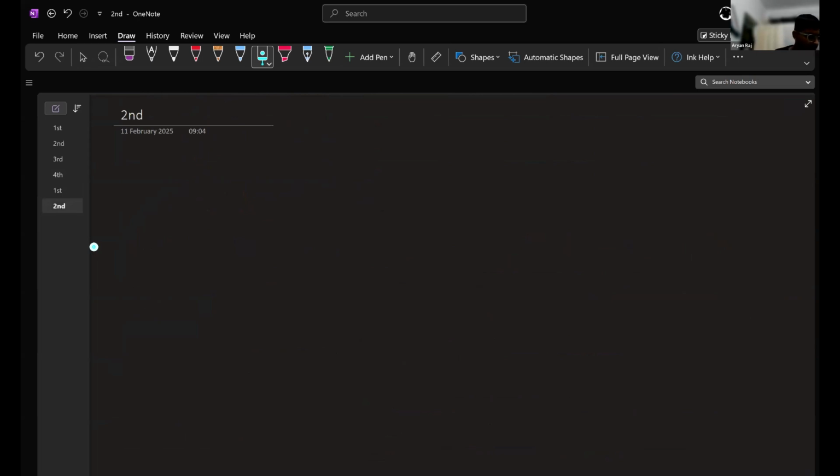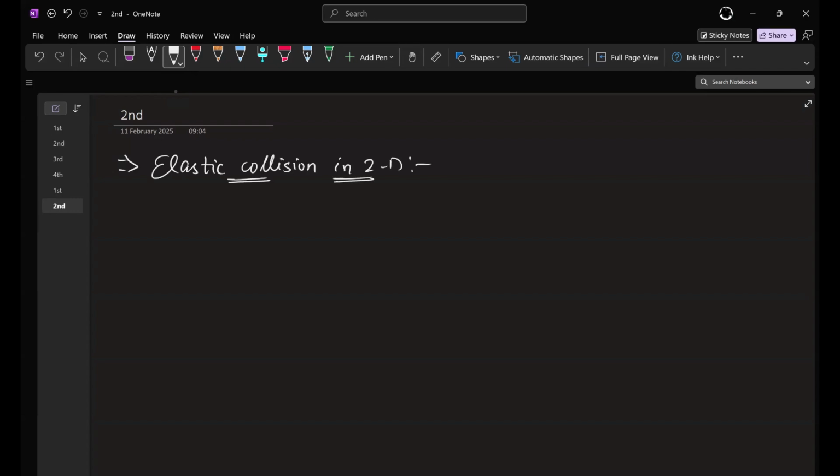So today we are going to discuss, first of all, elastic collision in 2D. Okay, what I mean is, let's suppose there is a mass which is moving with a velocity something like this, u1.